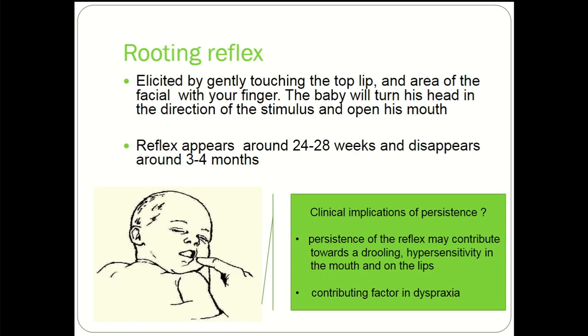Second is the rooting reflex. It is elicited by gently touching the top lip and the area of the face with your finger. The baby will turn his head in the direction of the stimulation and open his mouth. The reflex appears around 24 to 26 weeks and disappears around 3 to 4 months. The clinical implication of its persistence is that it may contribute towards drooling and hypersensitivity in the mouth and on the lips. It's a contributing factor in dyslexia.